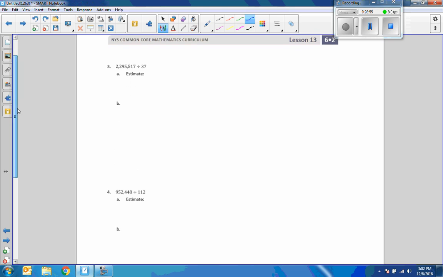Number 3, estimate again. So we're going to round 37 to 40. So the first thing I'm going to do is write 40. Now I need to estimate this. Well, think of 4. Does 4 go into 22 evenly? No, 4 goes into 20. So I either have to round that down to 20 or up to 24. And 24 is closer because this is almost 23.